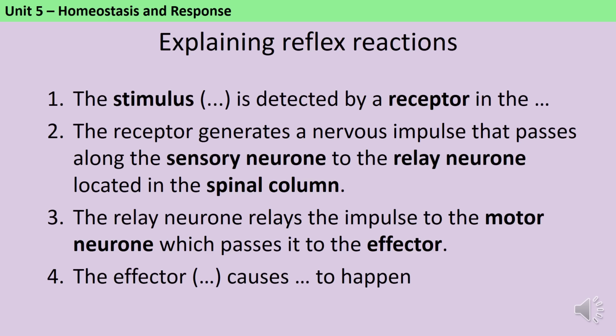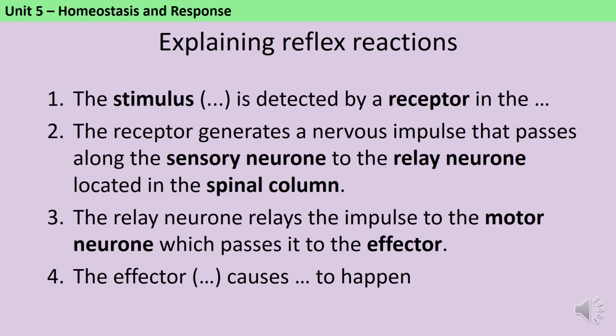You need to be able to describe how the body brings about a reflex reaction, but this happens in more or less the same way for every single reflex. Firstly, we start with a stimulus, a change in the environment that the body can detect. So for instance, this could be a hot object that you're touching. This is detected by a specialised cell called a receptor. So your skin cells contain receptors for pain, pressure, and change in temperature, and they detect that you're touching something hot.